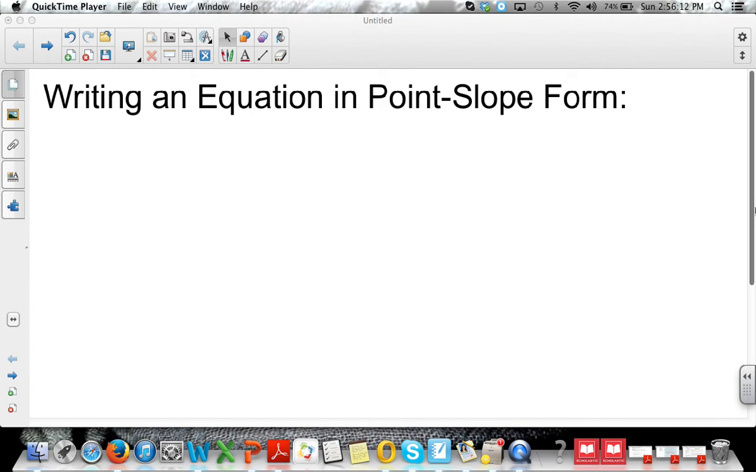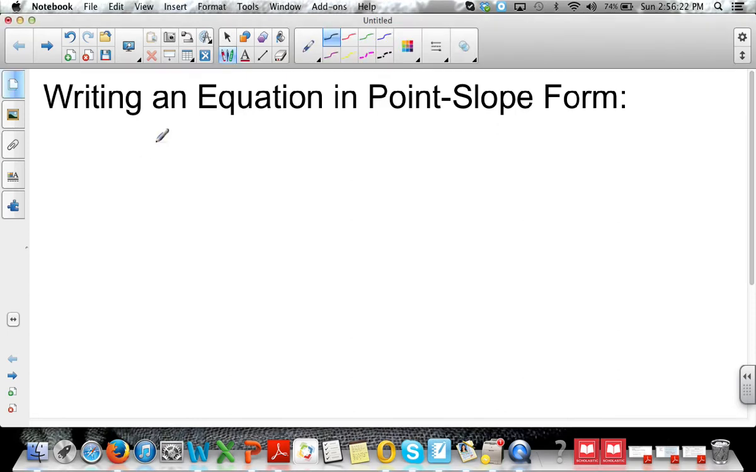Alright, we've talked about slope-intercept form, and now we're going to learn another form for a linear equation. So point-slope form is going to look like this. It's a little bit different, and you'll notice that we've got some extra variables going on here.